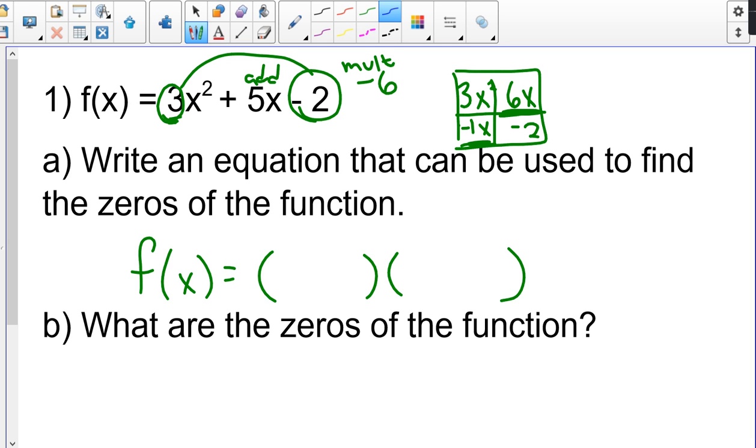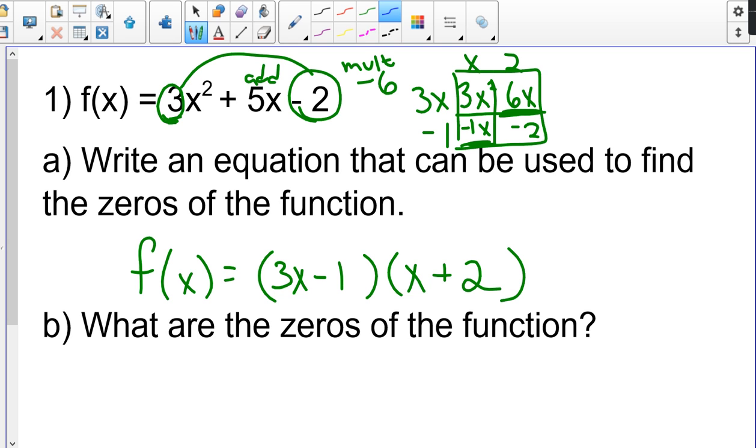Okay, so now in order to get the outsides, we're first going to look at the top row, the 3x squared and the 6x, and think of the greatest common factor. Greatest common factor of 3 and 6 is 3. Greatest common factor of x squared and x is x. Okay, now 3x times x multiplies back to 3x squared. 3x times 2 multiplies back to 6x. x times negative 1 gets us negative 1x, and 2 times negative 1 is negative 2. So our factors are 3x minus 1 and x plus 2.